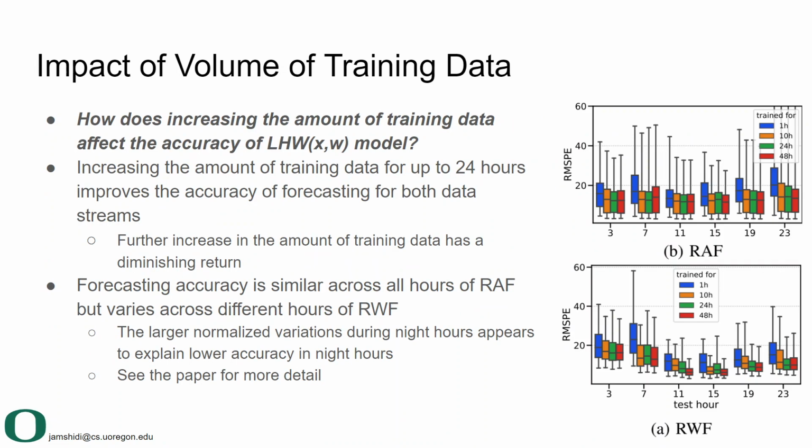The first question that we assess is how increasing the amount of training data affects the accuracy of the LHW model. We realized that increasing the amount of training data for up to 24 hours improves the accuracy of forecasting for both data streams.